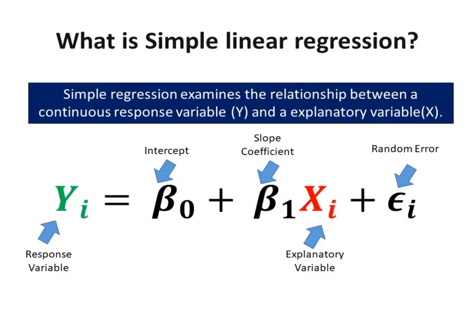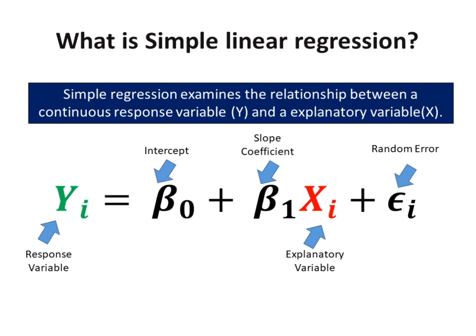What is simple linear regression? Simple regression examines the relationship between a continuous response variable y and an explanatory variable x. The general equation for a simple regression model is below. Y is response variable. Beta sub 0 is intercept. Beta sub 1 is slope. X is explanatory variable. Epsilon is random error.